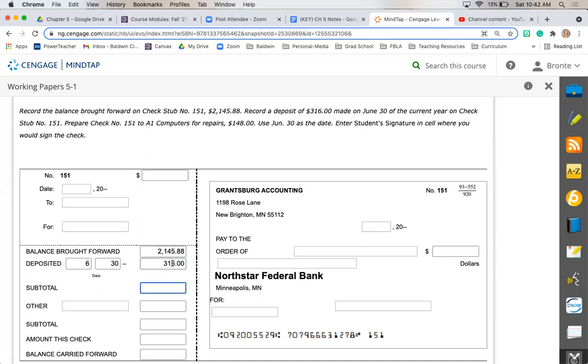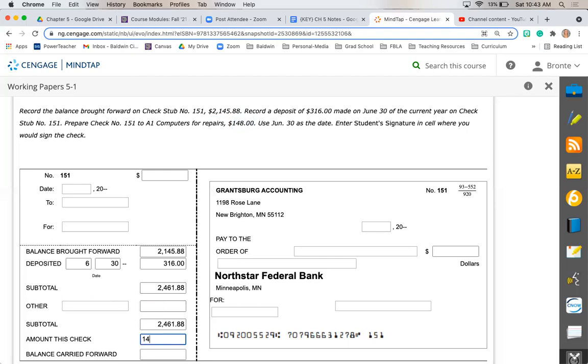Next is our subtotal. So we're going to add that deposit to our total. So $2,145.88 plus $316 is going to give us a new balance of $2,461.88. This other line is normally if we have a bank service charge. In this case, they did not tell us that. So we don't have to worry about anything there. So we'll just bring our balance down, $2,461.88. The amount of our check is going to be $148.